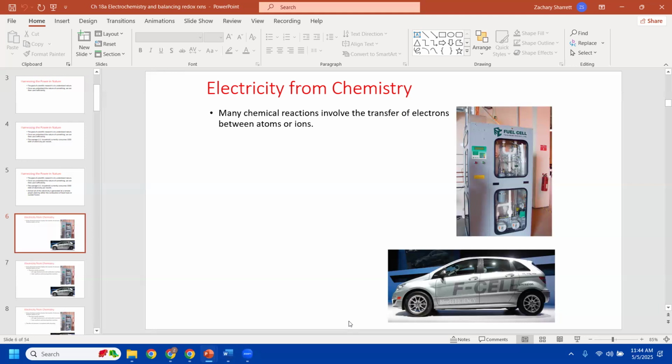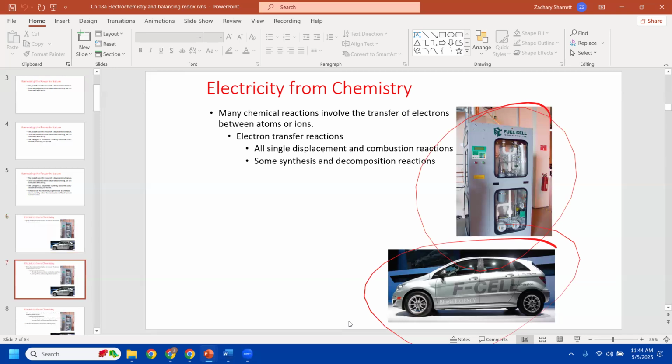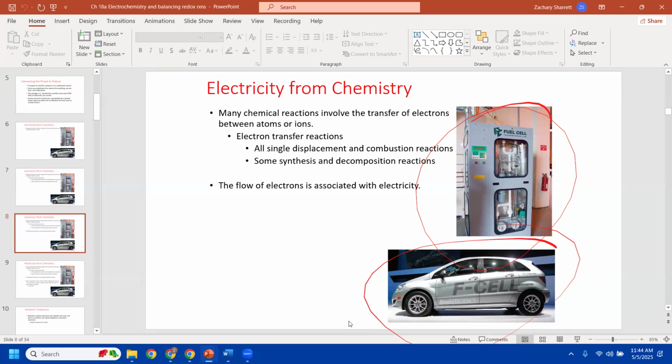So things like these are starting to be more common, right? Electric cars are very common now. Having battery storage and things like that. All of these involve the transfer of electrons. So redox reactions are going to be very important. The flow of electrons is associated with electricity. That's why we talk about electrolyte solutions and non-electrolyte solutions, right?